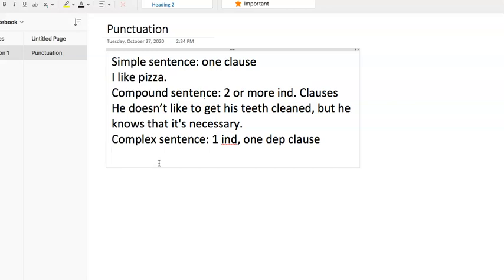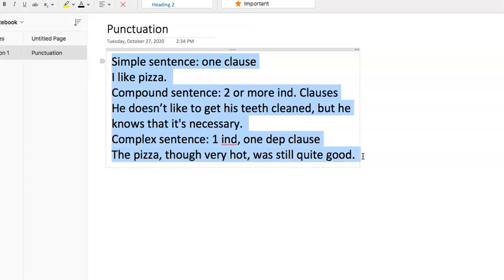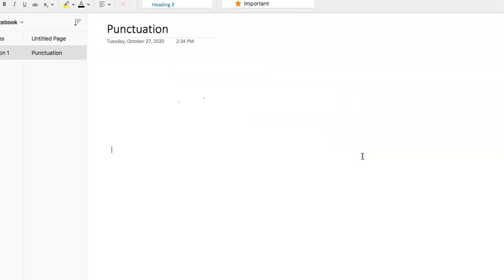Go back to our pizza. The pizza, though very hot, was still quite good. Okay, and so in that one, though very hot would be the dependent clause. And so that's kind of the differences in these three types of sentences. So most likely it's stuff that you've seen before, but maybe it's been a while. And just refamiliarizing yourself with the differences in those three types of sentences.